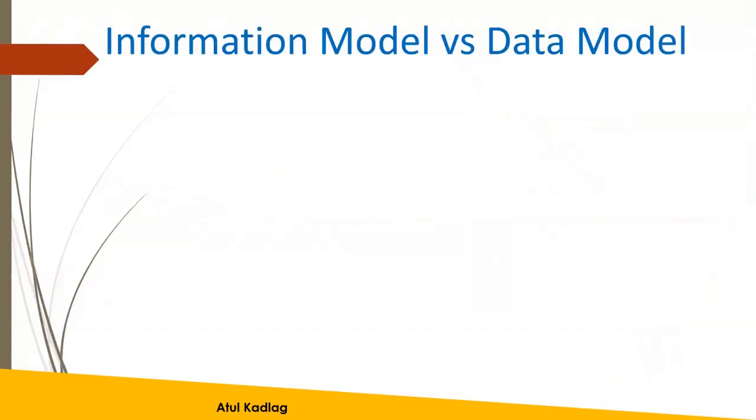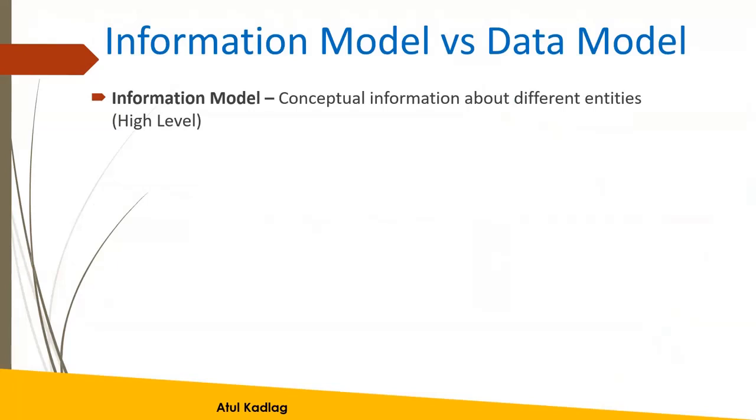So what is an information model and what is a data model? An information model is conceptual information about different entities. That is a high level. It is just high-level information about any of the entities which are available. Entities are nothing but objects available in the real world, which give some information about anything related to a particular thing.